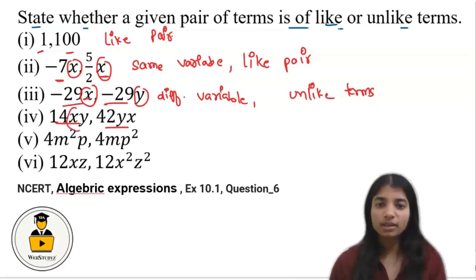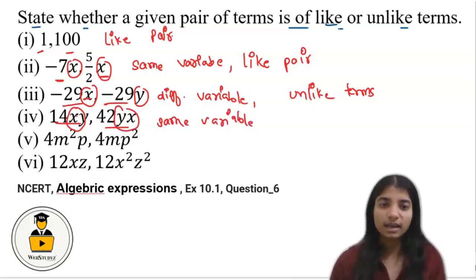Next is 14xy and 42yx. Look here, for 14 the variable is xy and for 42 the variable is yx. xy or yx, both are the same. So we can say that both have the same variable, so they are like terms.